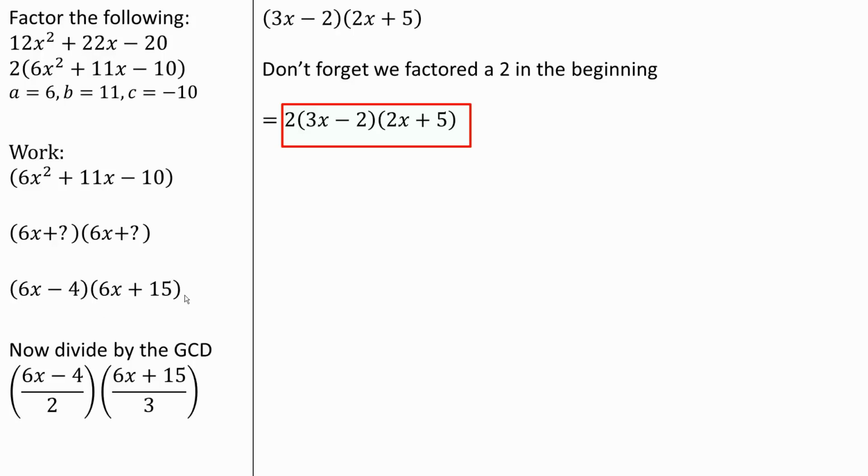And we need to divide by the GCD. So the greatest common divisor for this piece is 2. The greatest common divisor for this piece is 3. And so I would get, so 6x minus 4 divided by 2 is 3x minus 2. 6x plus 15 divided by 3 is 2x plus 5. And don't forget, in the very beginning of this problem, we factored a 2. So we put the 2 in the front. And so this right here is the final answer.